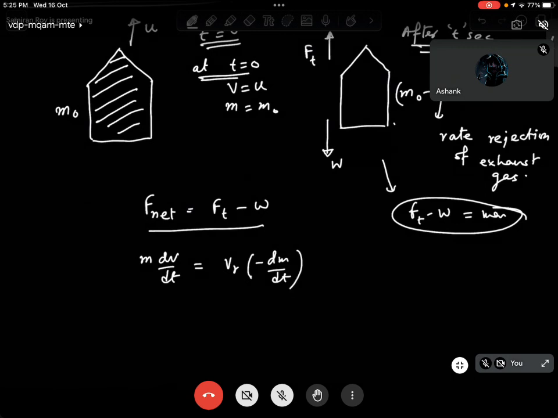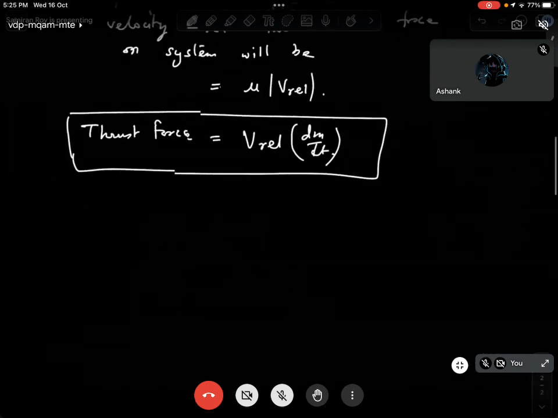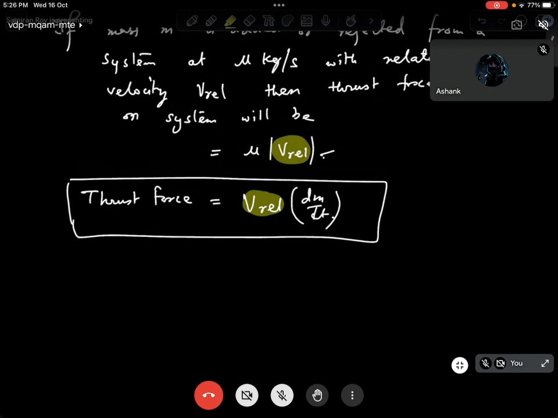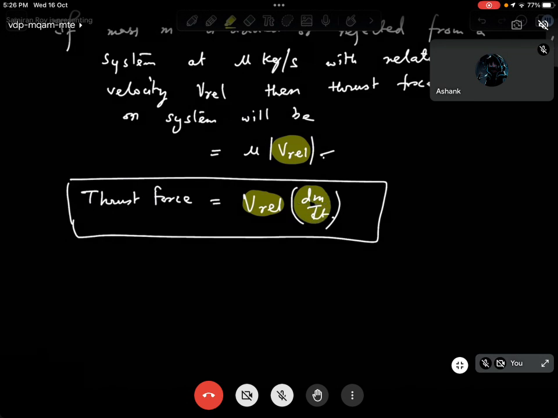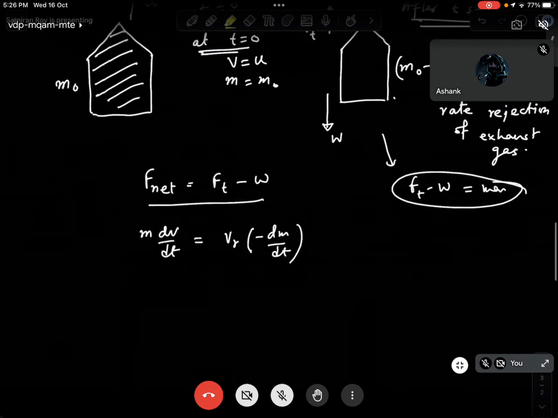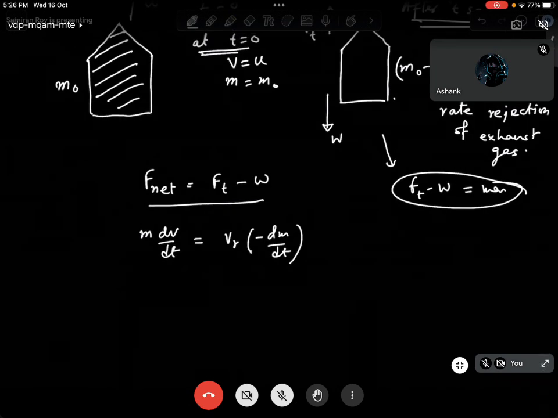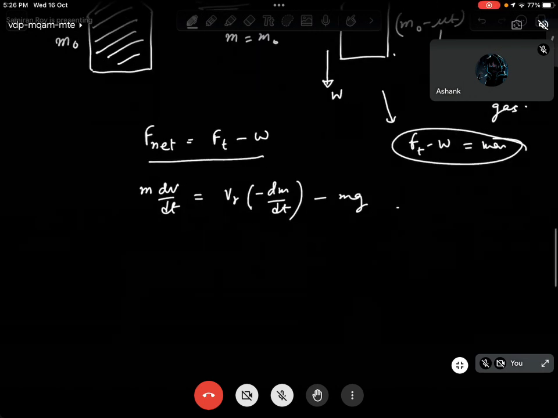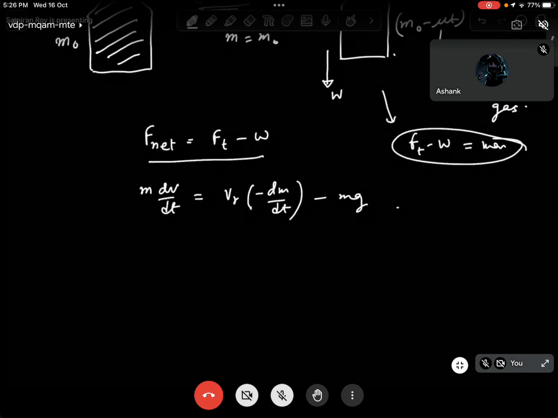You have to be very, very careful because now the gas is rejected, that's why I took minus dm by dt. What I told, thrust force you always write as mu into mod of v relative. You don't need to consider the sign of v relative, whether it is coming out or going in the same direction. Just put the sign with dm by dt: if mass is rejected, minus; if added, plus. So here mass is rejected from the rocket, so I am writing minus dm by dt, minus mg. Okay, now simple equation, what is dv by dt?